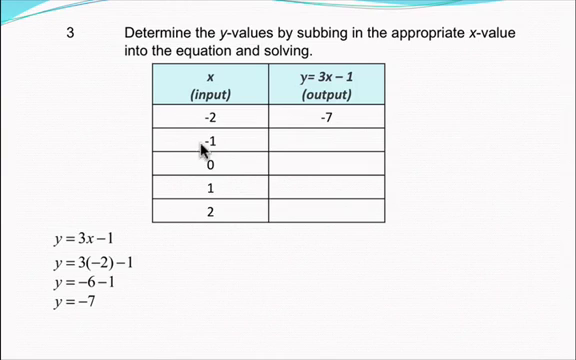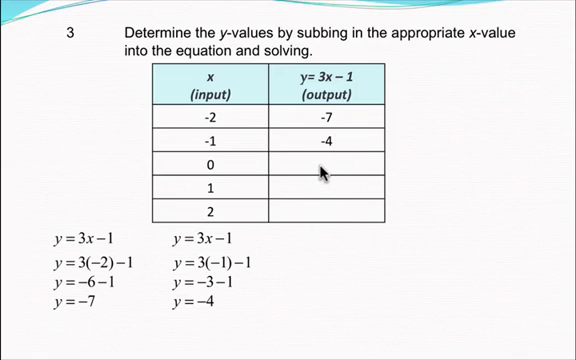So we can pick any value of x we want. Once again, we're going to take -1 as our second value. So 3 times -1 is -3. We take away 1, and we have y equals -4. And remember that you have to use order of operations here. You have to multiply before you subtract. So we put -4 into our table of values.